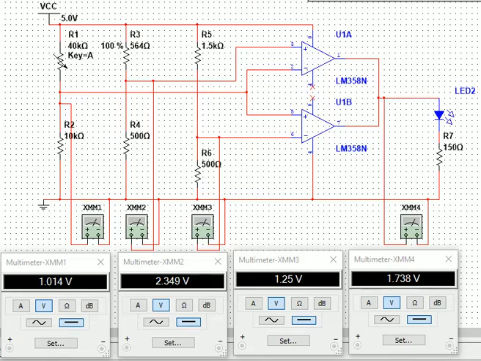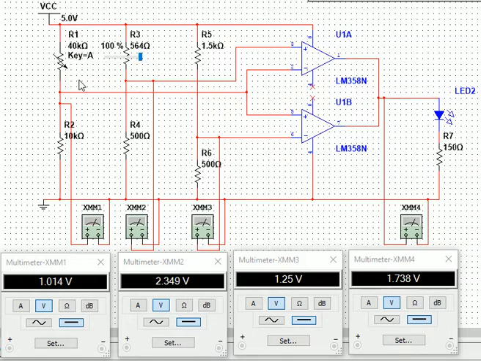Hi, welcome. This is the simulation of an IR sensor designed in Multisim. This whole circuit shows the receiver part of the IR sensor. Now going to the explanation of each component.